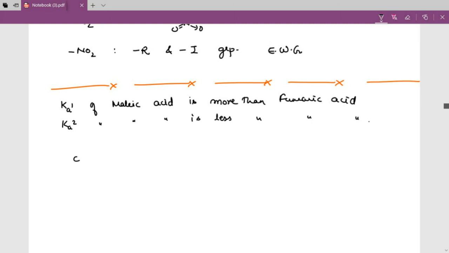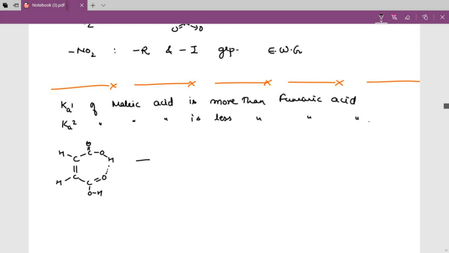Maleic acid is C double bond C, with COOH and COOH. Okay, this is my maleic acid. So, in my maleic acid, there is H bonding here.